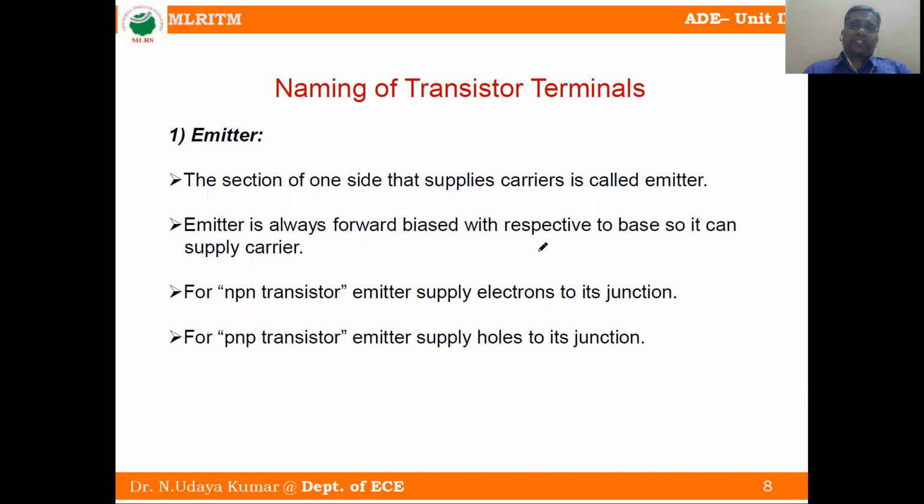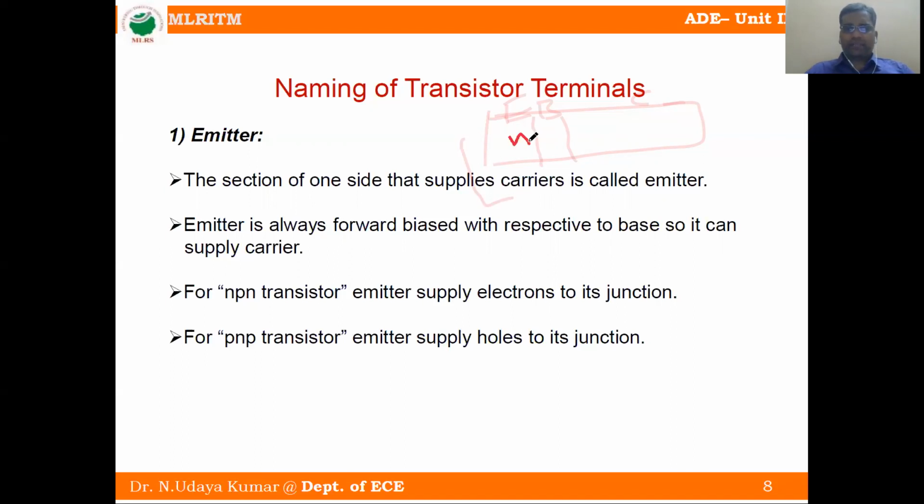So, naming of transistor terminals. Our first block or first section we call the emitter. I will draw. So this one is emitter, base and collector. The section on one side that supplies the carriers is called the emitter. Emitter means it emits the electrons or holes. The emitter is always forward biased. We always connect it that way.